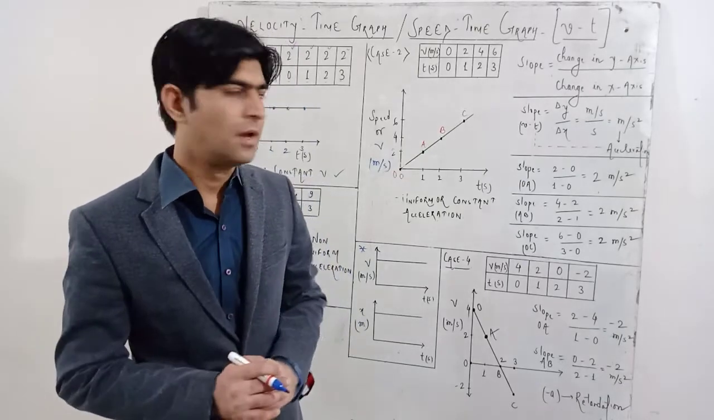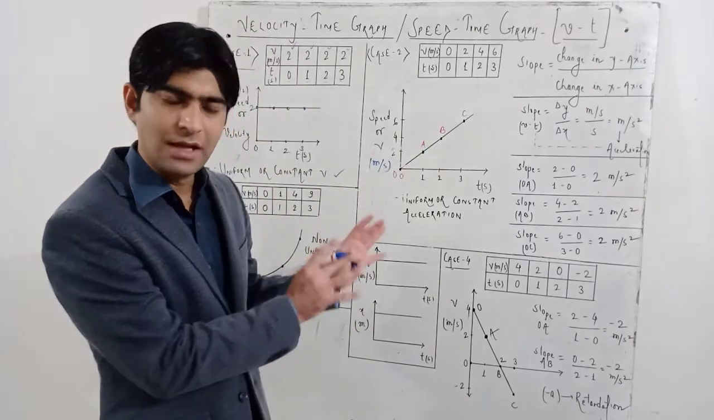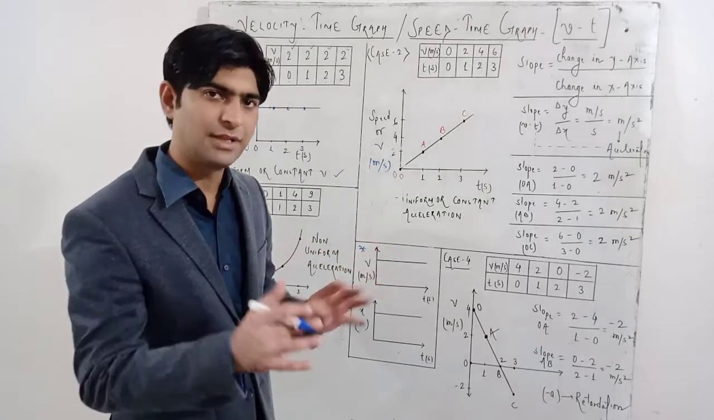That means if you calculate the slope of a speed-time graph or a velocity-time graph, you will get acceleration. Now if you calculate the slope, in the last class also we had a detailed discussion on the calculation of slope.